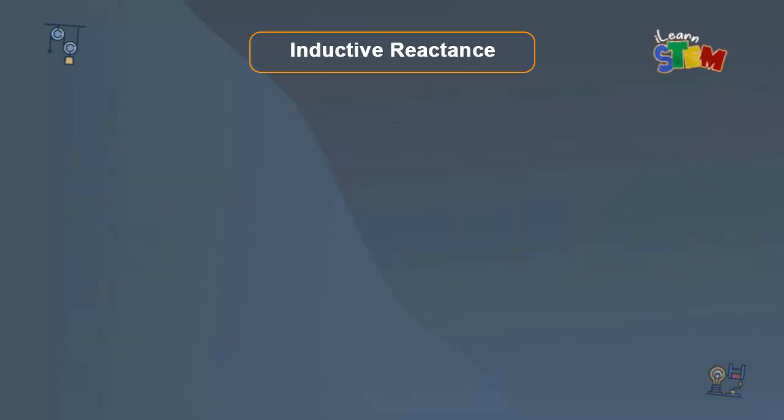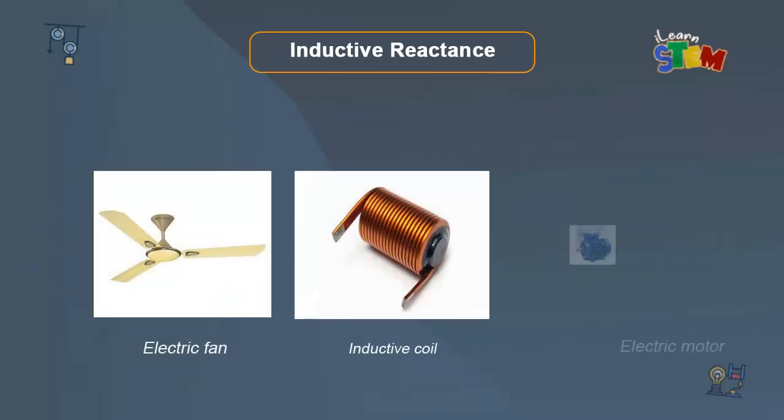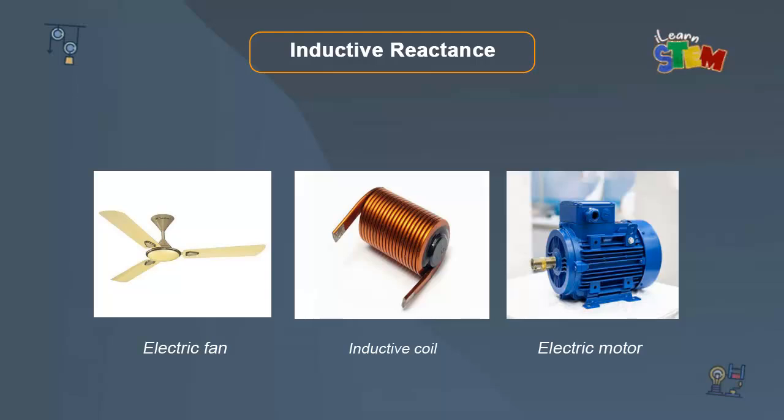Here's a real-life connection. Inductive reactance is found in devices like ceiling fans and electric motors. In these machines, coils of wire create inductors, and this affects how the alternating current flows, controlling speed, performance, and efficiency. You've completed this lesson, well done.